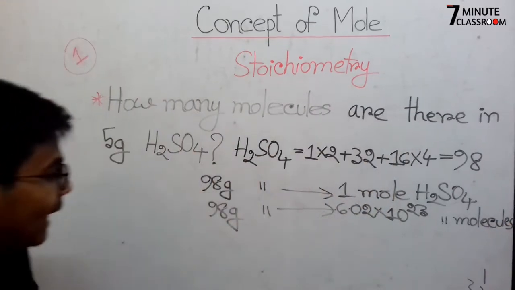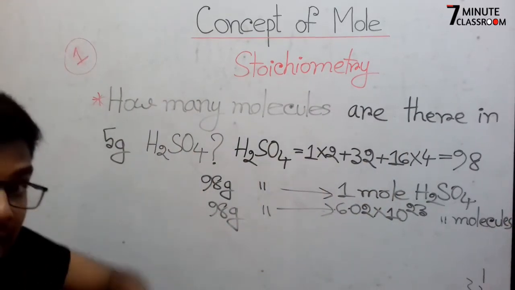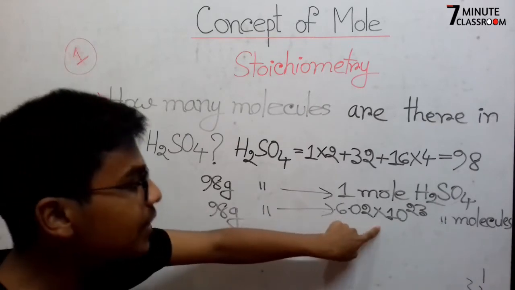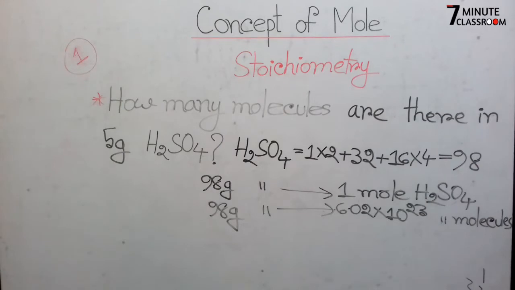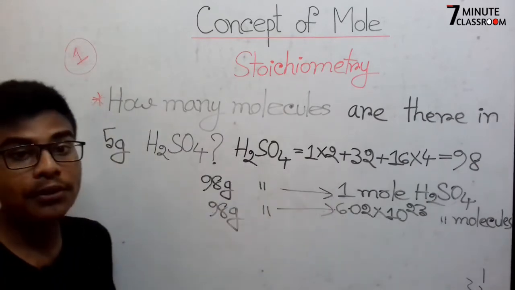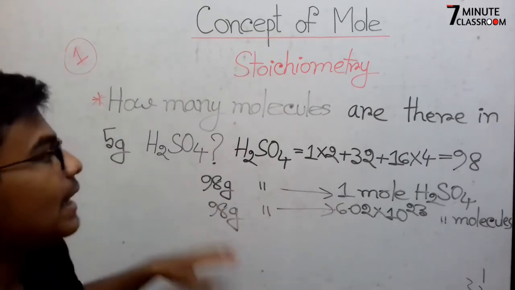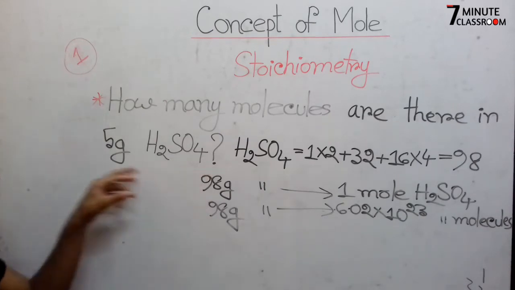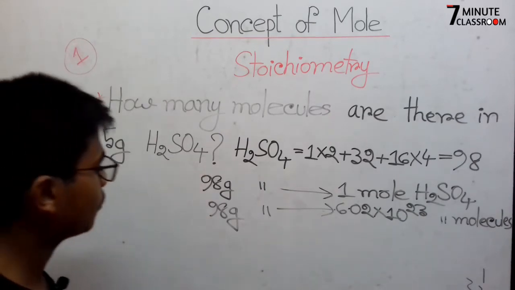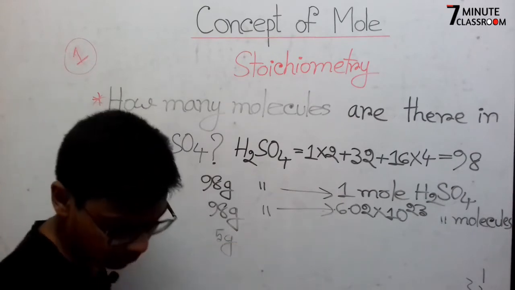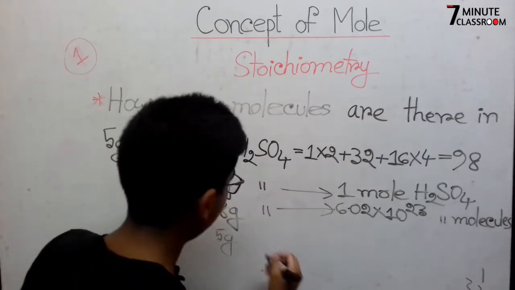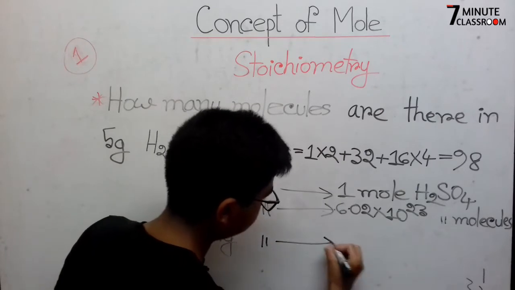That means in 98 gram sulfuric acid there are 6.02 into 10 to the power 23 molecules. So with the help of the unitary method we can determine how many molecules there are in 5 gram sulfuric acid.